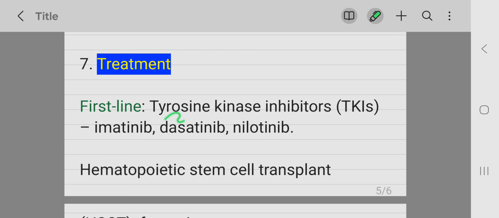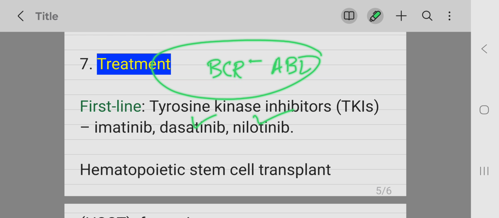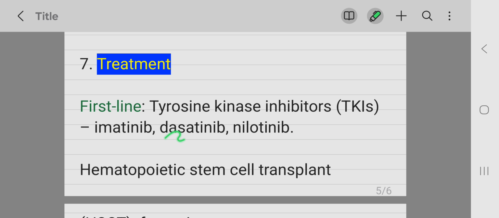If imatinib doesn't work, then we should go for second generation tyrosine kinase inhibitors. These are dasatinib and nilotinib, and another one is bosutinib. So these are second generation and are used when imatinib doesn't work, that is, BCR-ABL levels do not fall. And if these second generation agents don't work, then we can go for a third generation agent, that is ponatinib.